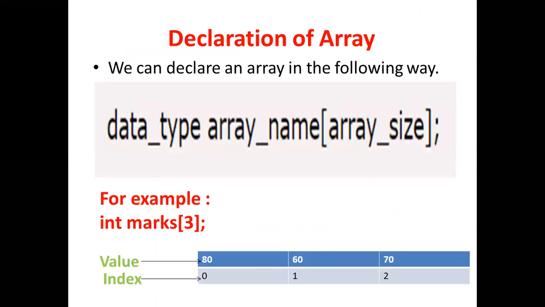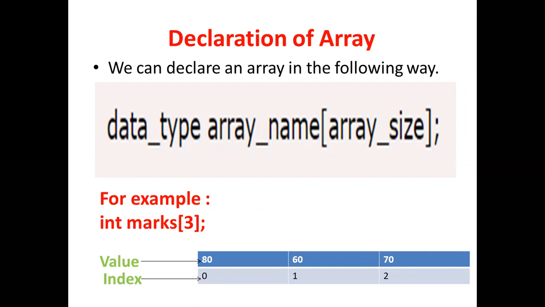Declaration of array. We can declare an array in the following ways: data type, array name, and in square brackets, array size. For example, we have declared an integer array marks of size 3. So we can store marks in three subjects at a contiguous memory location.